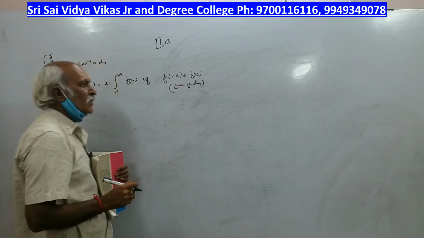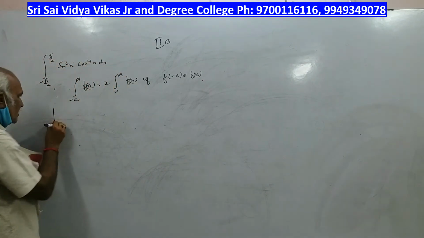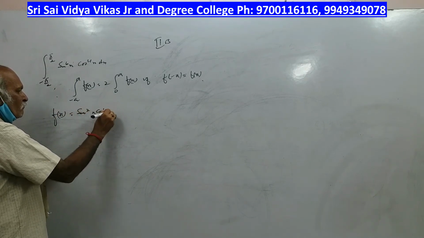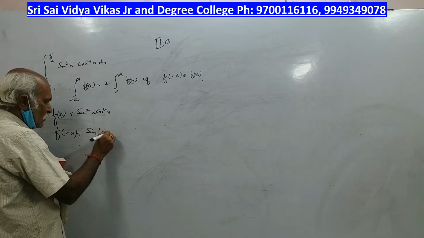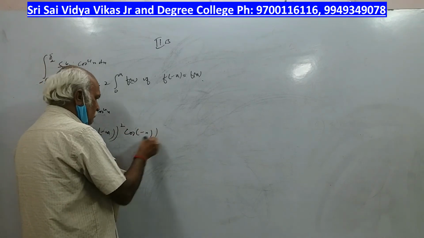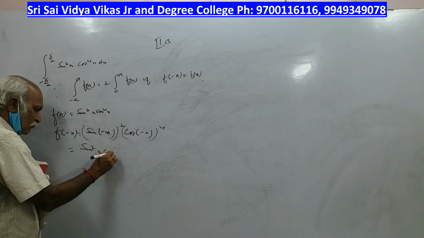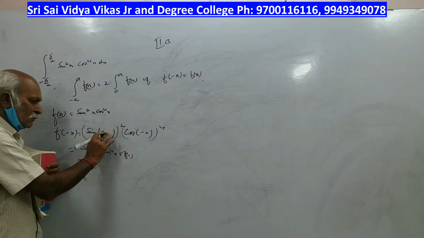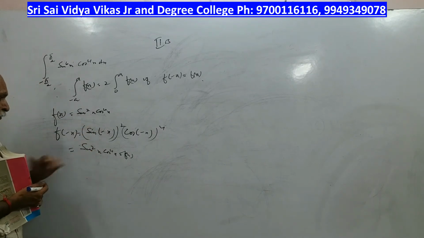Okay, what is the condition? If f of minus x is equal to f of x, so we consider f of x, so f of minus x is equal to whole raised to 4. So we are getting sine minus theta, which is minus theta, but its power is 2, so you get f of x.